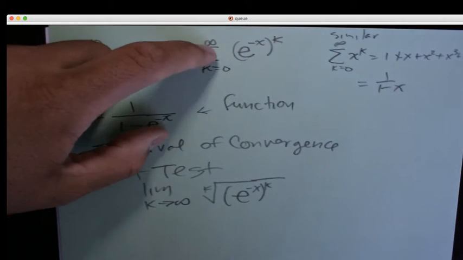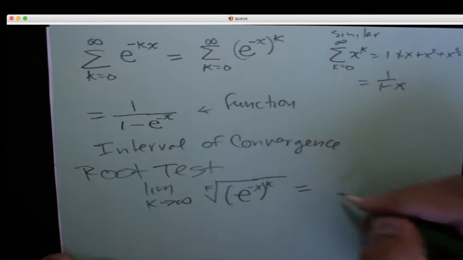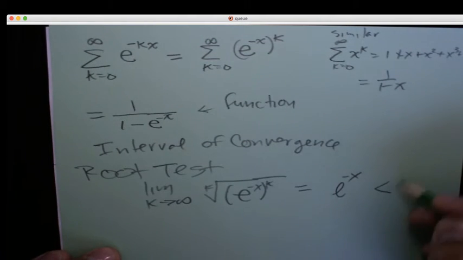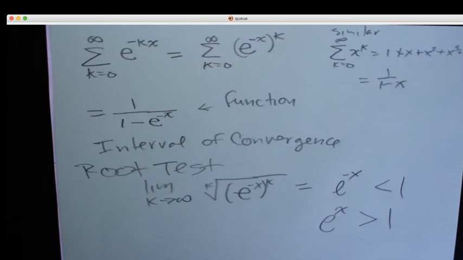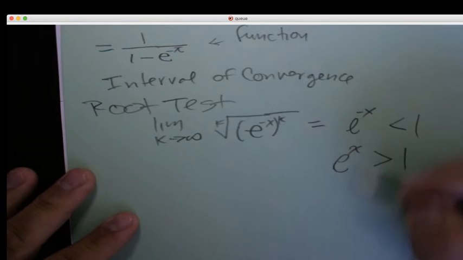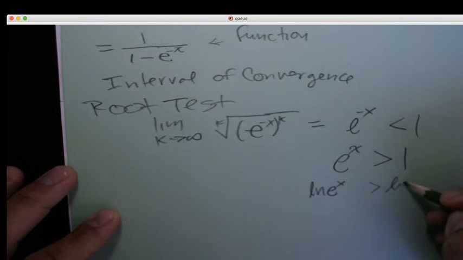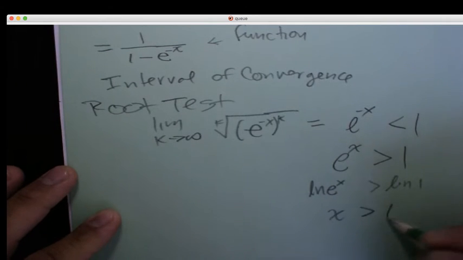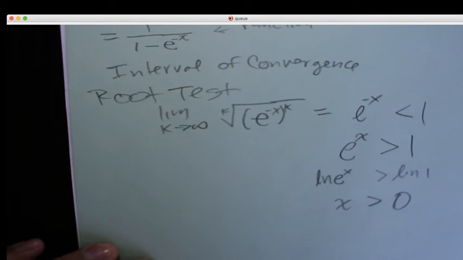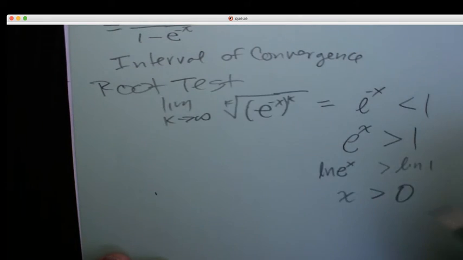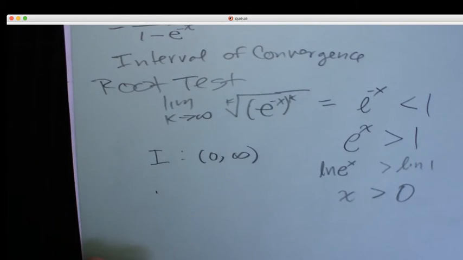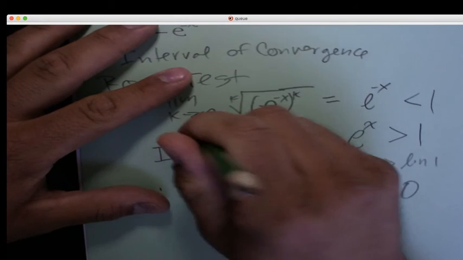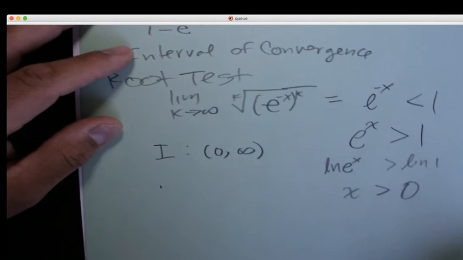All right, of our power series term right here, which is equal to e to the negative x, and for convergence, it must be less than 1, and I can rewrite this as e to the x must be greater than 1, taking the natural log of both sides. We get x must be greater than 0. All right, which tells me that my interval must be from 0 to infinity, and plugging in 0, we'll see that that is not included in our interval.